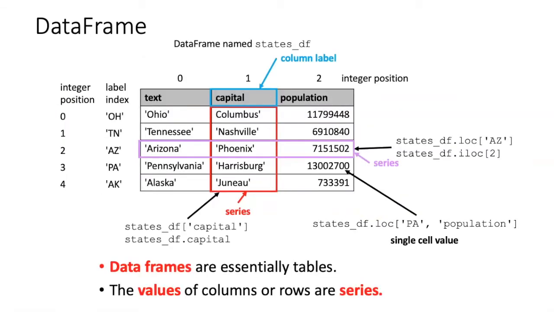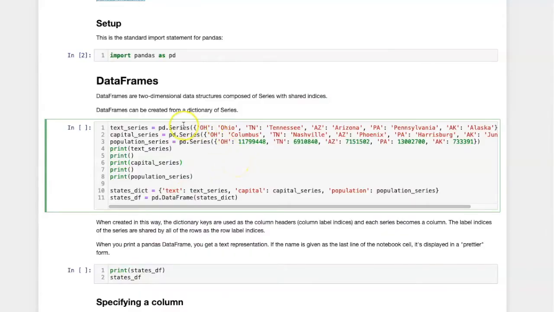Here's a diagram showing a data frame. We can think of each of the columns in the data frame as being series. In fact, we can build them out of series. They share a common label index, which we see here on the left, and we can refer to the rows in the data frame by the integer position or by the label index of that row. We can refer to the columns by the column labels. If we extract a column or a row from the data frame, the result that we get will be a series.